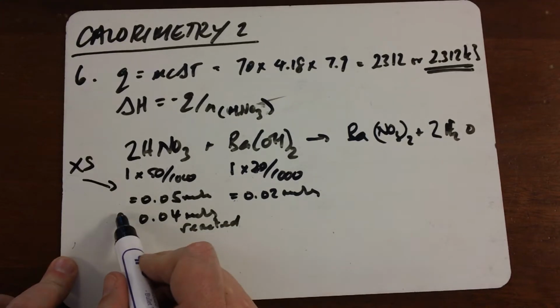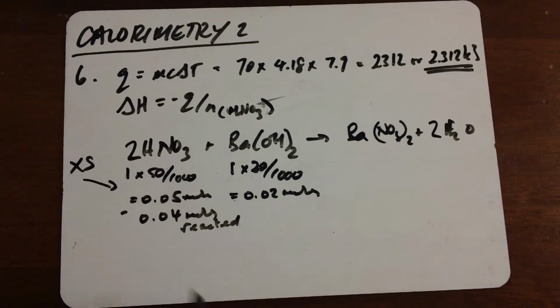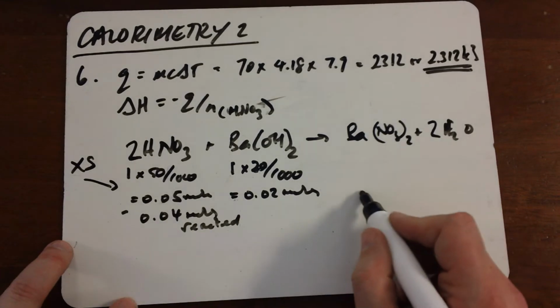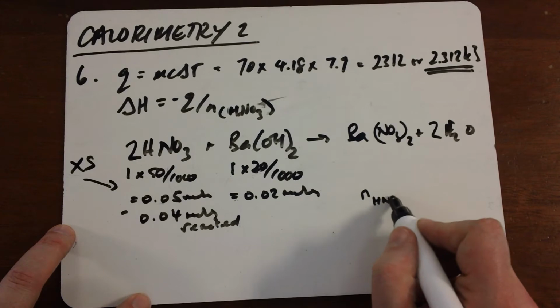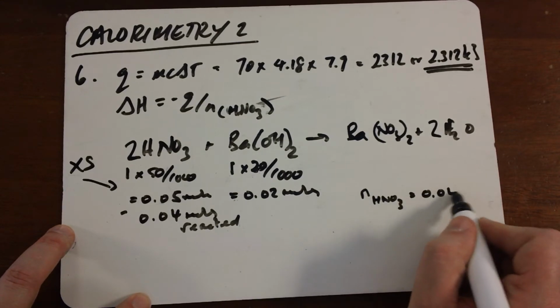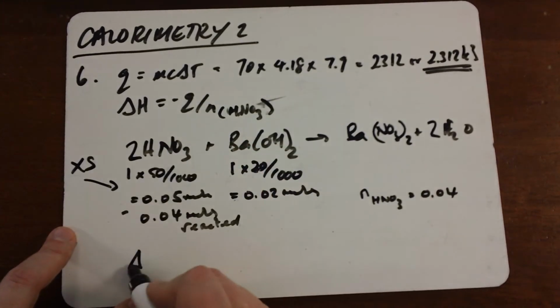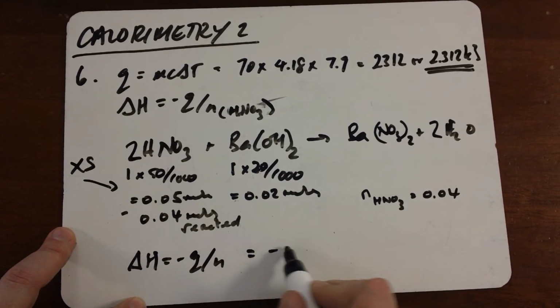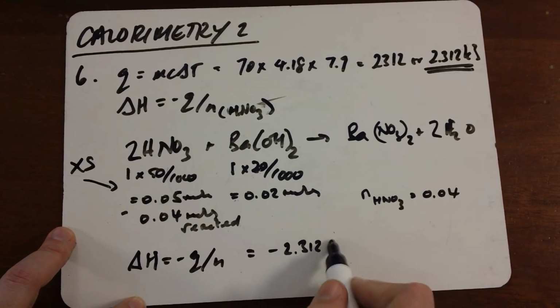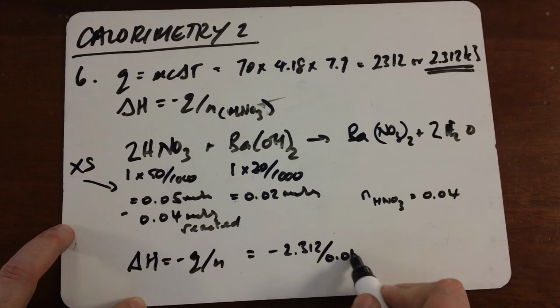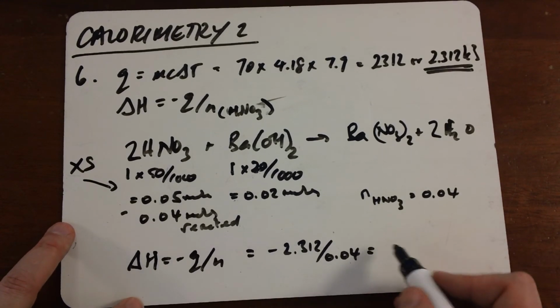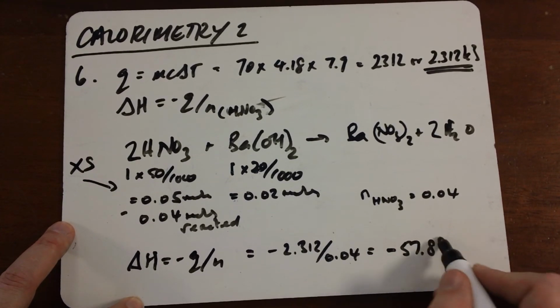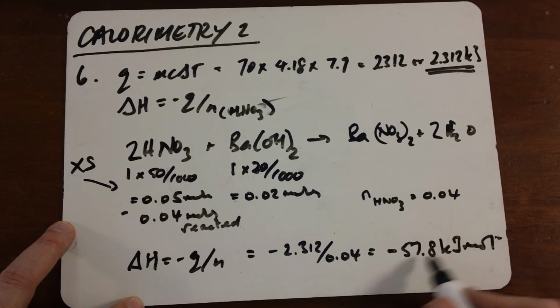Now that means that in the solution we're going to have 0.01 moles of unreacted acid left, but that's not really anything to worry about. What we do know, however, is that the number of moles of HNO3 that's reacted is equal to 0.04. So now we can go back to this and we can say that the delta H is equal to minus Q over n, which is equal to minus 2.312 divided by 0.04, and that comes out as minus 57.8 kilojoules per mole.